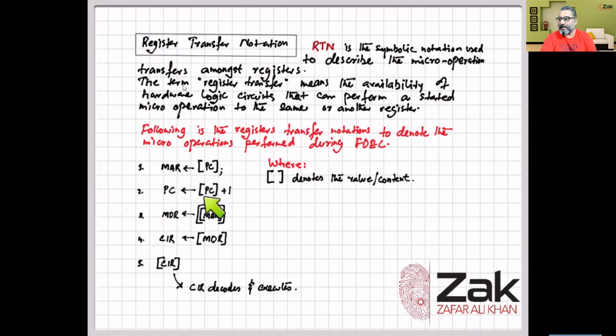PC increments itself by 1. The content at the MAR is the memory address. From that memory address, content arrives in MDR, and from MDR the content arrives in CIR. Then CIR decodes and executes it. Get the idea with it?